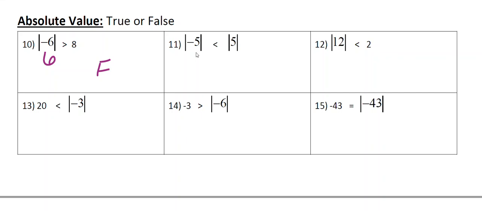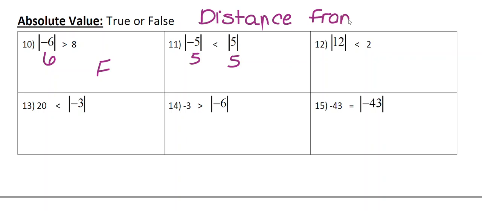Absolute values first. So this one would be absolute value of -5 is +5. Absolute value of regular 5 is still 5 spaces. Remember, absolute value is that distance from 0, if you need to make a note. So is 5 less than -5? Nope, that's false, because they're equal. Absolute value of 12 would be 12. Is 12 less than 2? Nope, so that one's also false.